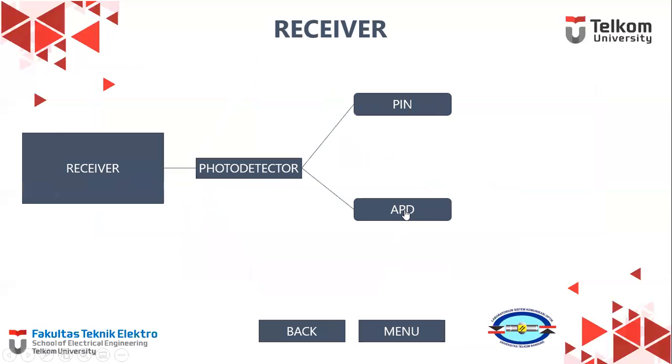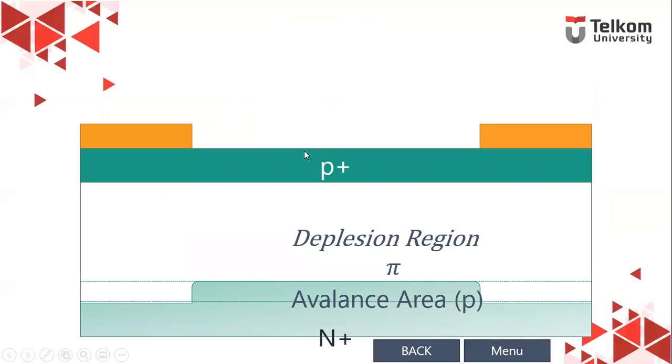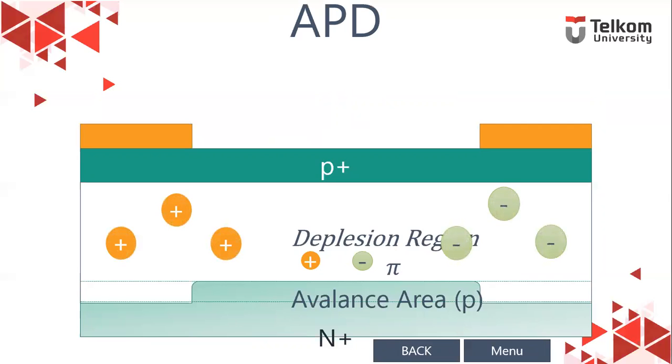Next is APD. APD works the same as PIN. The difference is that when the light is captured, it will be transmitted directly to the depletion region. In the depletion region, the electrons will collide with each other and it is called impact ionization. And then after they collide and form a greater energy, it will be transmitted to enter the effluence area. This is called the voltaic effect.